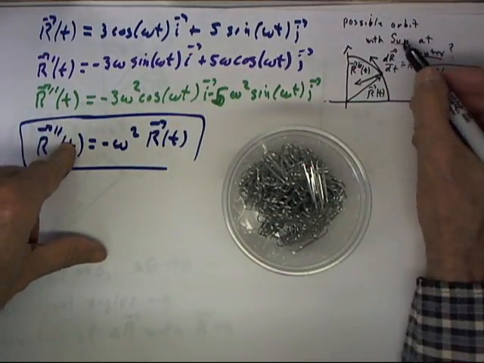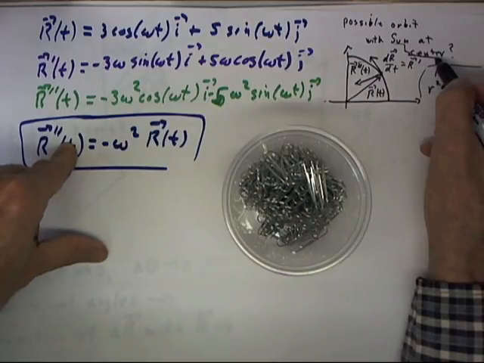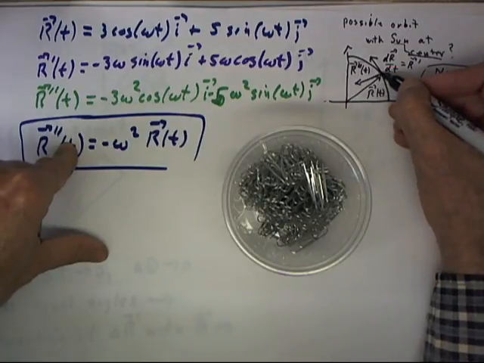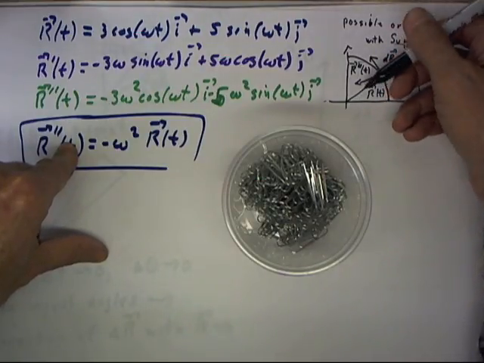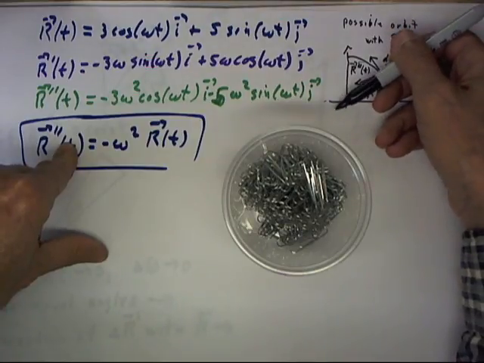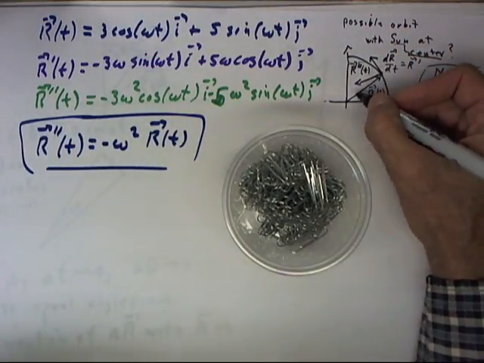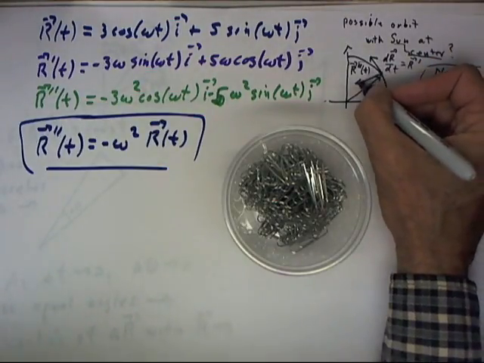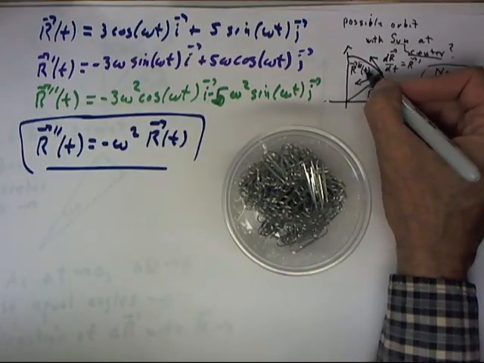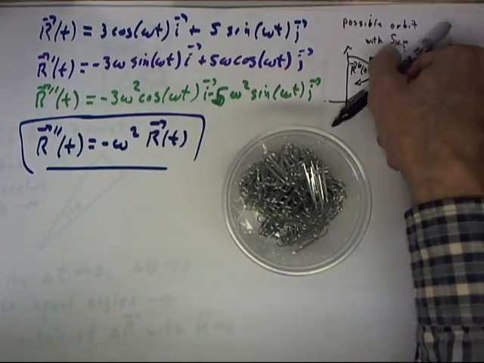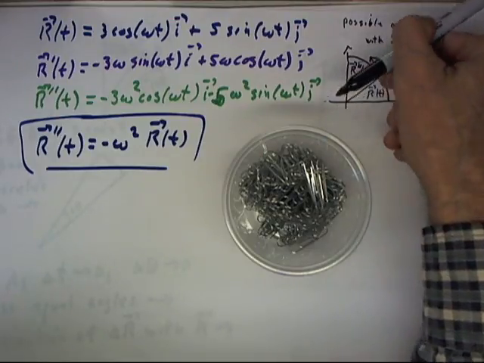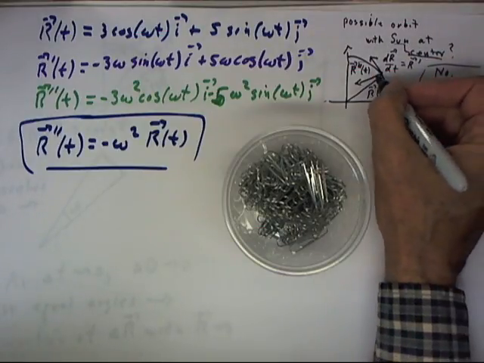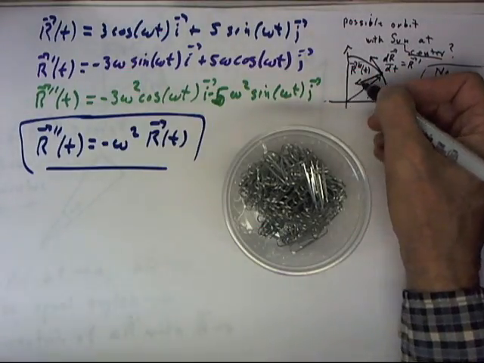in order for this to be a possible orbit with the sun at the center, remember that the net force has to be back toward the sun being the object that's attracting the planet, and that force of attraction acts back toward the sun. If it turns out that the r double prime of t vector is not in the negative radial direction, in the direction back toward the origin, then we're going to conclude that this couldn't possibly be an orbit because that would imply a net force that's not in the direction of the sun.